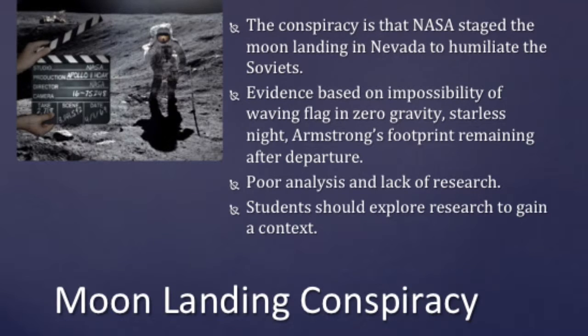The moon landing conspiracy. The moon landing by America's Armstrong in 1969 also has a conspiracy tied to it. The theorists believe that NASA staged the moon landing in Nevada with the end goal of embarrassing and humiliating the Soviets. Their evidence was based on the impossibility of a waving flag in zero gravity, the starless night, and Armstrong's footprint remaining intact when the lunar model departed. Andrews bases these conspiracy conclusions on poor analysis of the source's content.